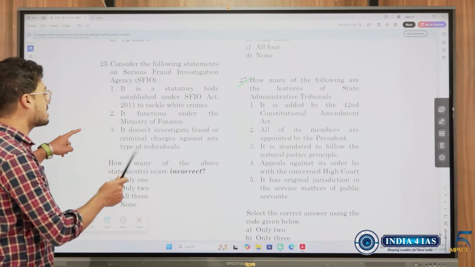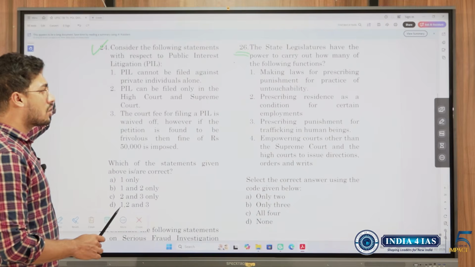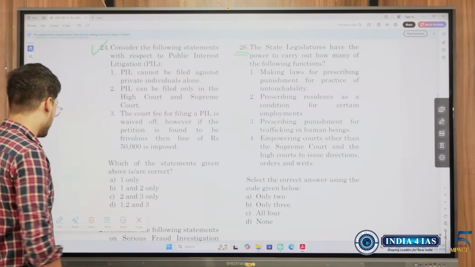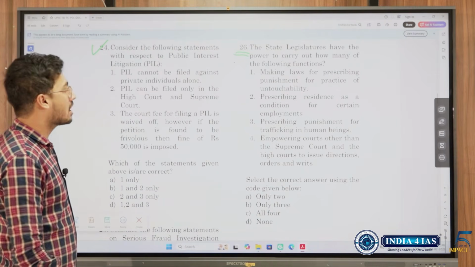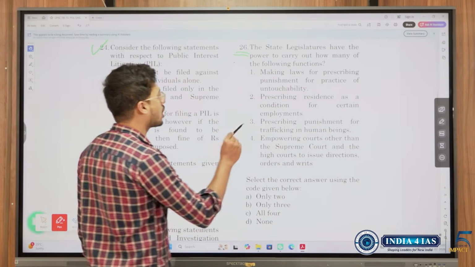See, Serious Fraud Investigation Agency, I leave it to you. State legislature have the power to carry out how many of the following functions. So here I found some sort of application of mine, and that is why I want to talk about this question.